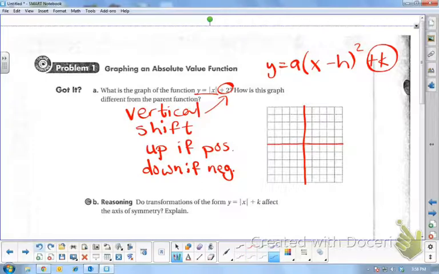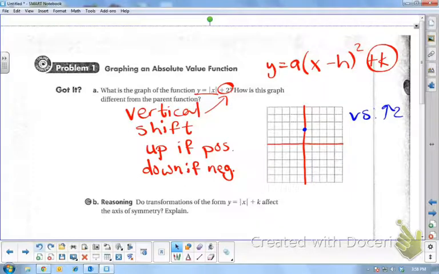So the parent graph normally starts here in the center at 0, 0. But because we have a vertical shift up 2, we're going to actually take that point, counting from the center, and move up 1 space, 2 spaces. So that's our new vertex. That's our new starting point. We've moved that up 2, and now we do our slope.